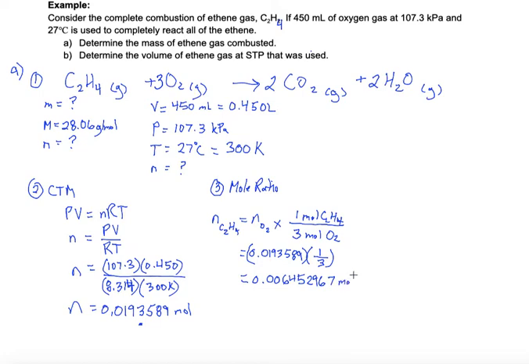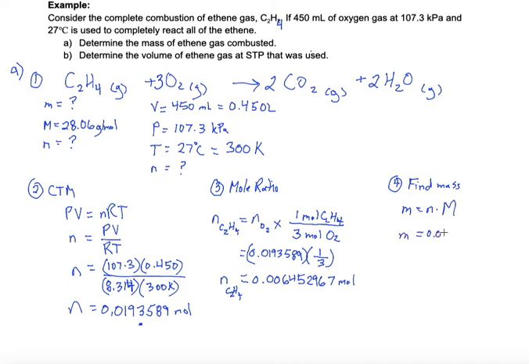67 moles. So that's our moles of ethene, sorry. And once we've got our moles of ethene, our last step is to convert to the desired unit, which in this case is mass, right? So part A is asking for the mass. So to find the mass, it's moles times molar mass.